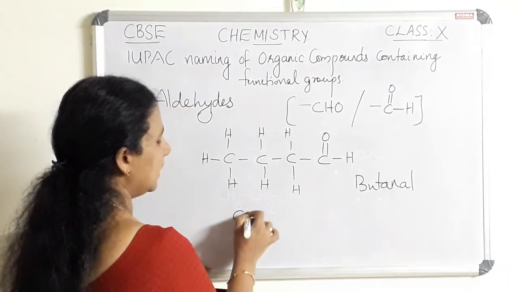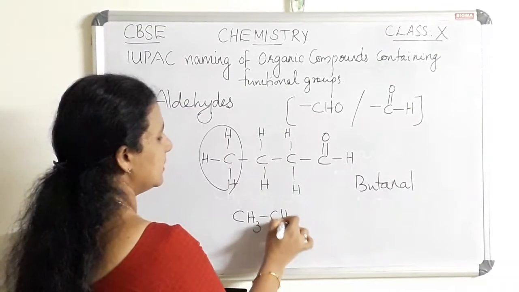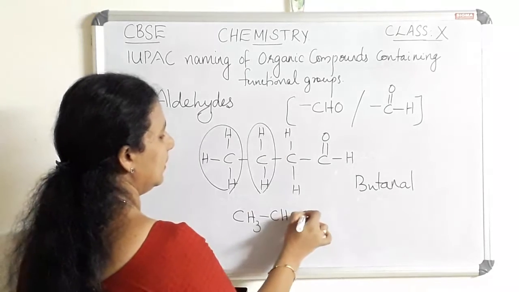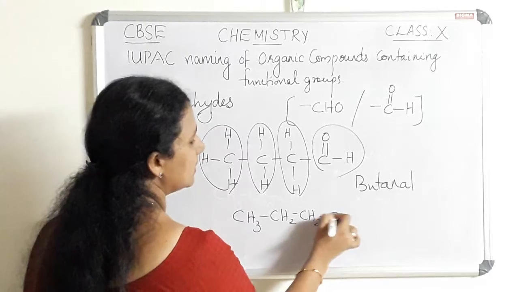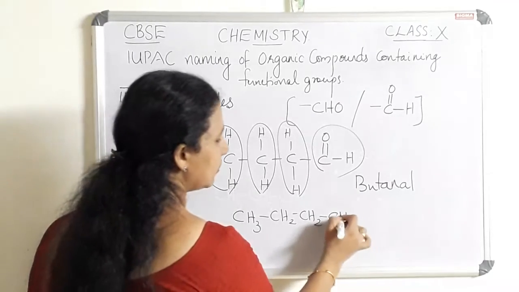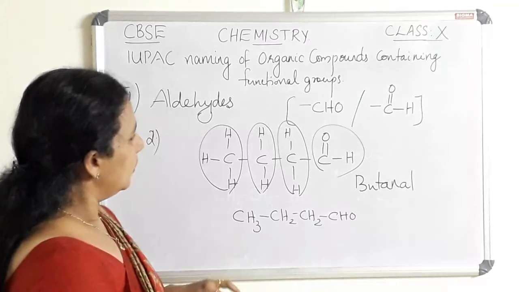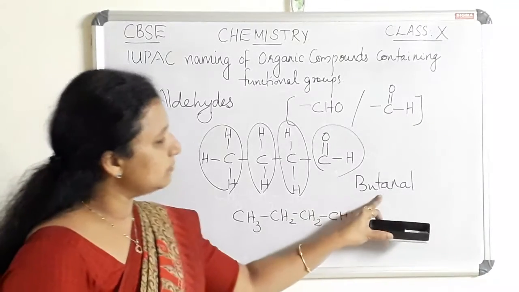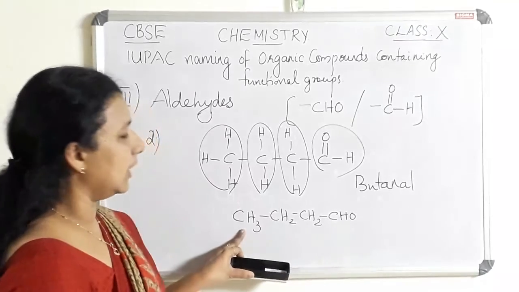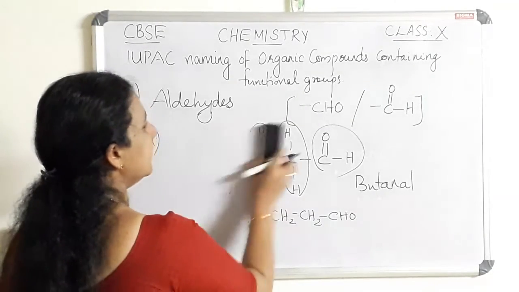Now we can write the condensed form also. It is CH3, CH2, CH2, then CHO. CHO can be written as CHO together or C double bond OH. So this is the name of this compound, that is butanal. Since there are 4 carbon atoms, it is named as butanal. Now let's see another example.